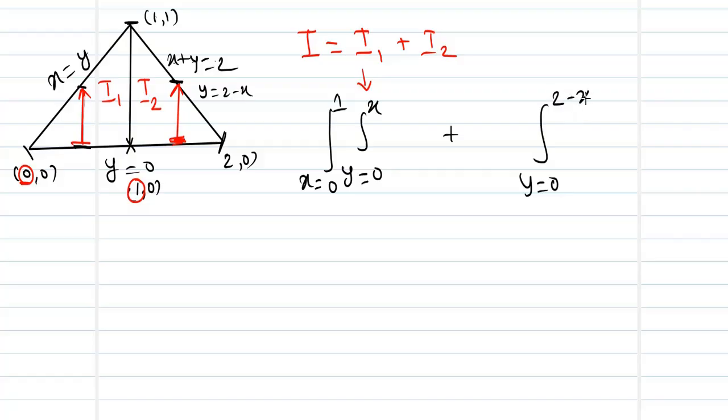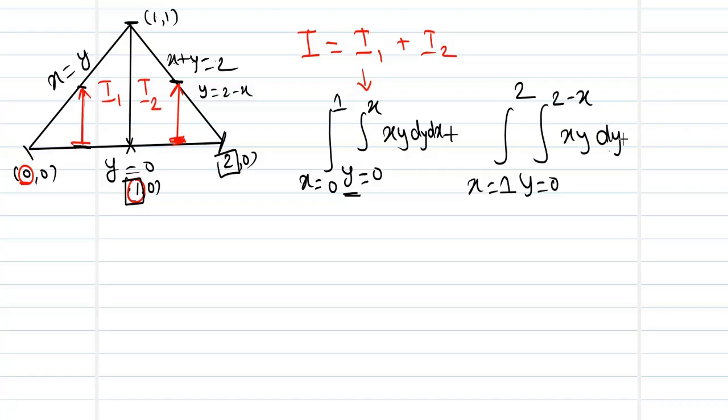So this gives you 2 minus x, and next comes the limit of x. Where does our x vary? x now begins with 1 and it ends with 2. So the limit of x is from 1 to 2. The function to be evaluated is xy. So dy first and then followed by dx after we change the limit. xy dy first and then followed by dx.